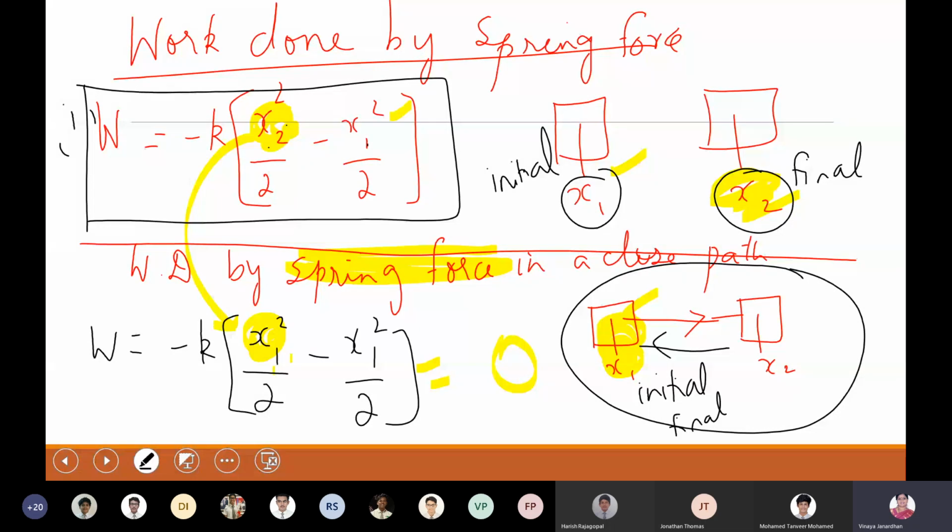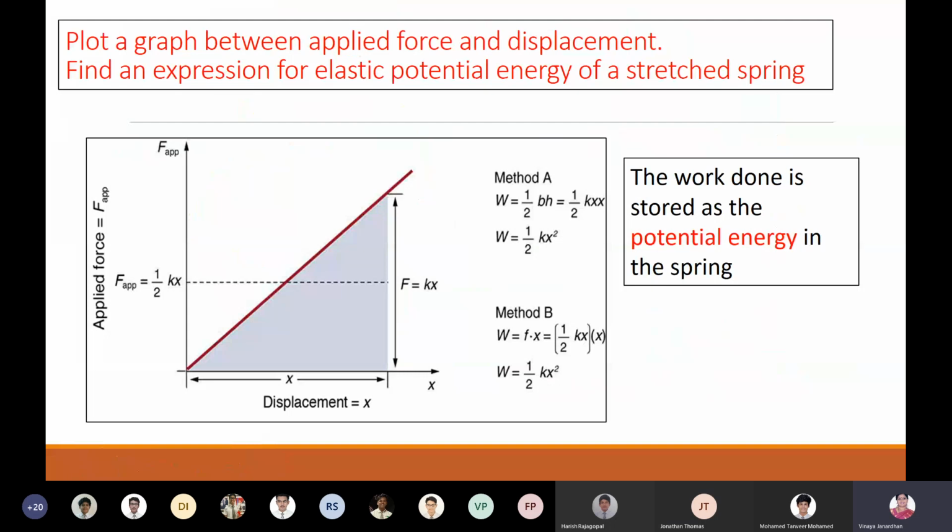Is that clear, boys? So now what we have to do is find an expression for elastic potential energy. For gravitational potential energy, it was mgh. Now I have to find the expression for elastic potential energy.